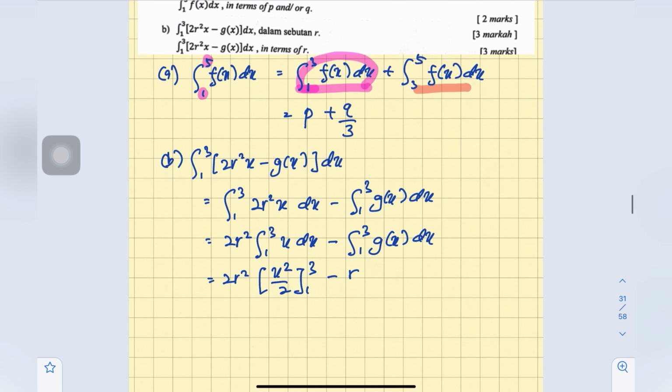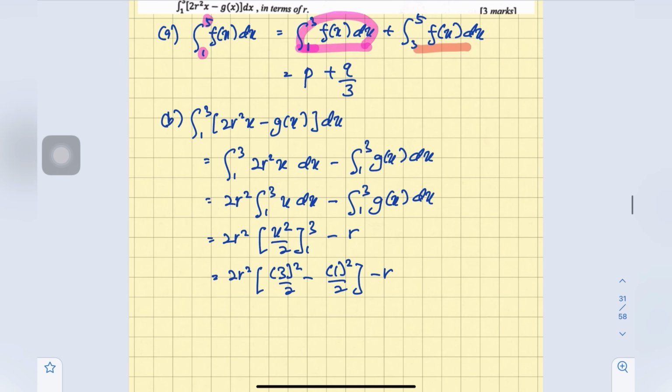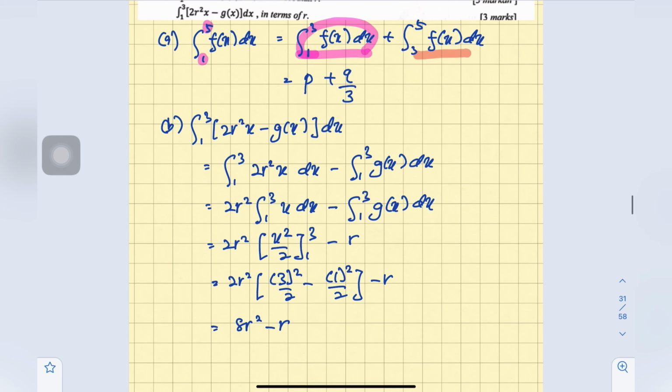Okay, so then for this one, we need to substitute the limits. So 3 squared over 2 minus 1 squared over 2, minus r. So 9 over 2 minus 1 over 2. So what is it? 8 over 2 is 4. 4 times 2 is 8. So 8r squared minus r.